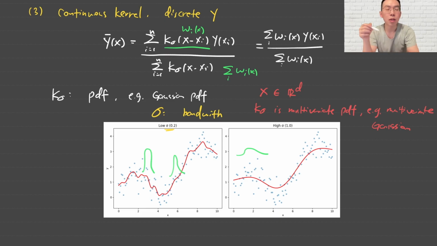Okay, in the next video, I'm going to talk about kernel density estimation, which is a special case of this kernel smoothing formula, except that we want to estimate the density of the data points rather than smooth out the signal.